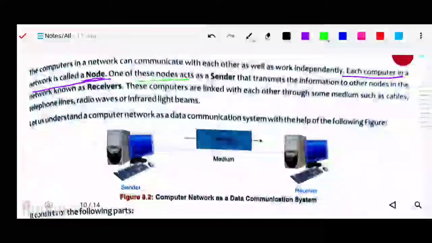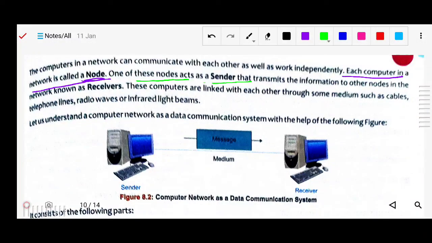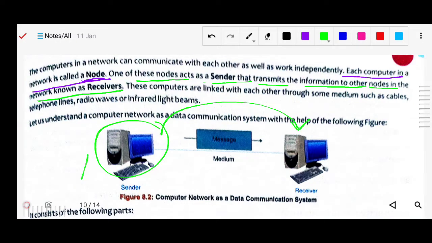One of these nodes acts as a sender, because anyone will send the data, that is, transmit the information to the other node in the network, which is called the receiver. If from here to here we are sending some data, suppose this is node A, the sender, and this is node B, the receiver end. So we are sending the data from one node to another node. One will be the sender, another will be the receiver, and there will be a medium through which the data will flow and pass.